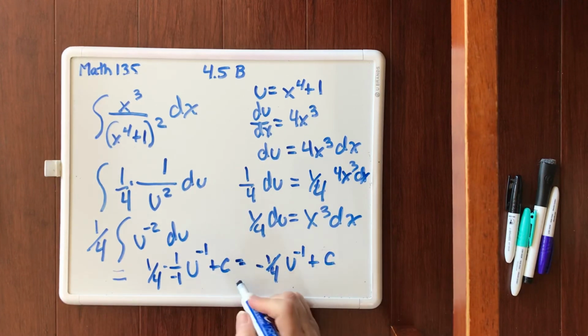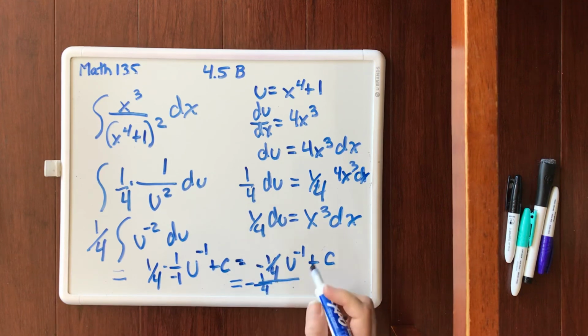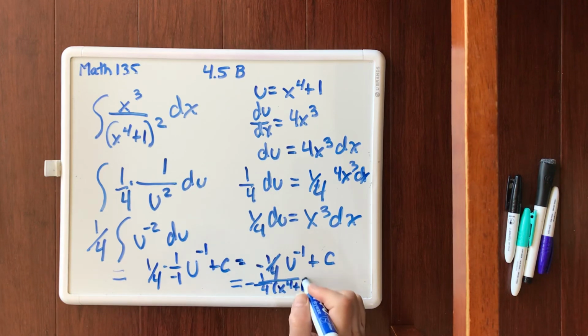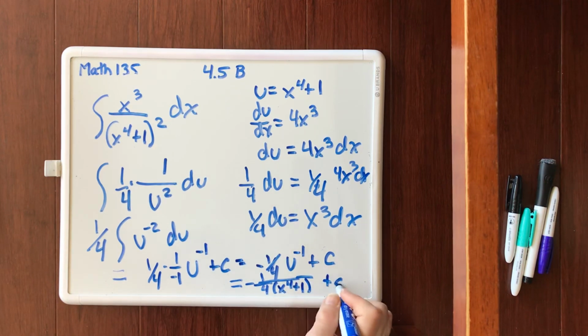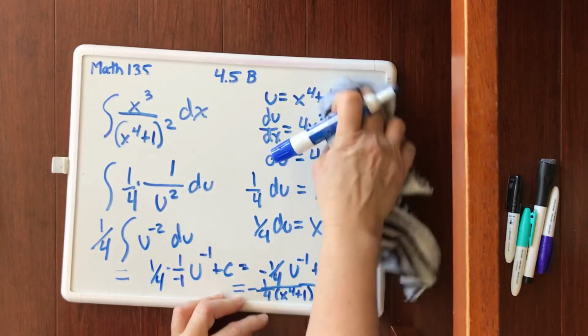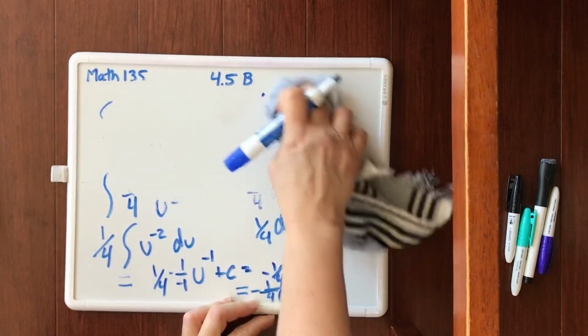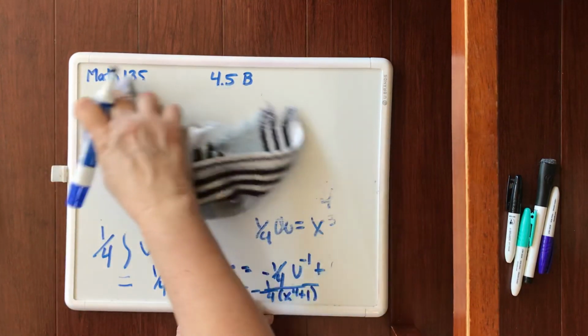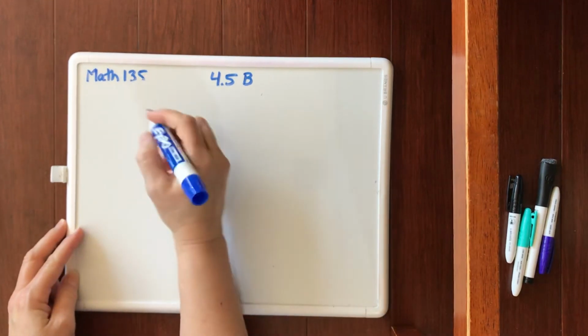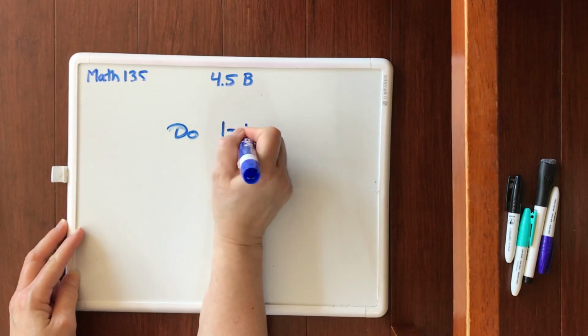And now we're going to replace our u, or we can put it down below. Put it below and fill it in with x to the 4th plus 1 plus c. Okay, so now we're going to do your homework that I'd like you to do now, and then come back when you're done with that homework. All right? So for now, do 1 through 11.